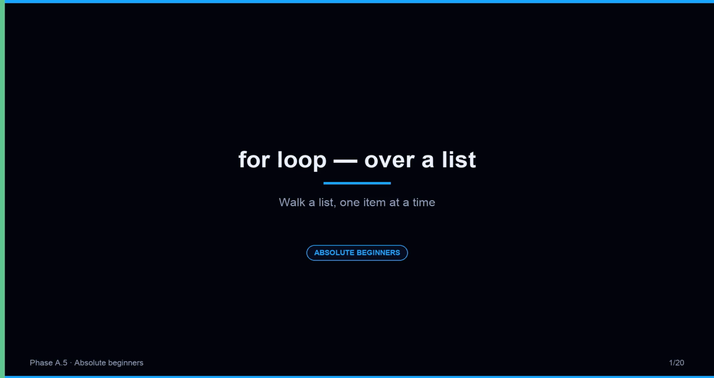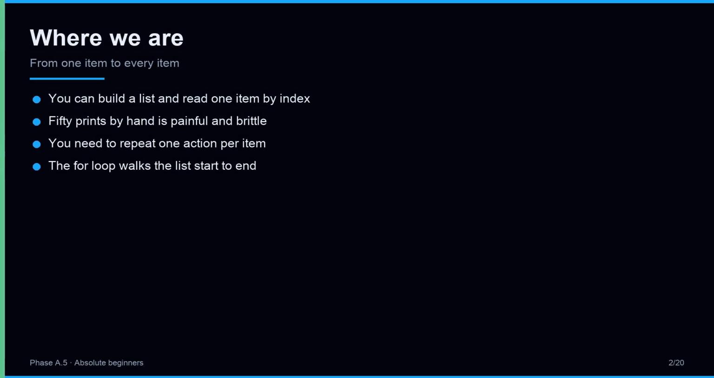Your first real loop, look at where you are. You can build a list. You can read one item by index. You can call len to count items. But what if you need to print every name in a list of 50 names? Writing 50 print statements by hand is painful and brittle. You need a way to say, do this one action, but repeat it for each item in the list. That mechanism is the for loop. It walks the list from start to end, and for each item, it runs your block once.